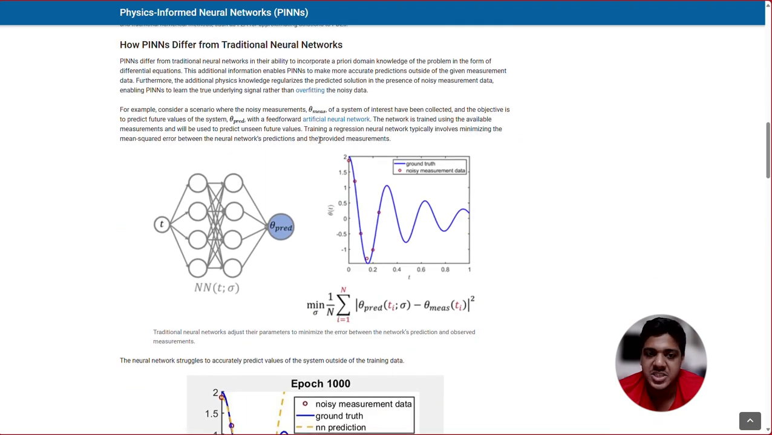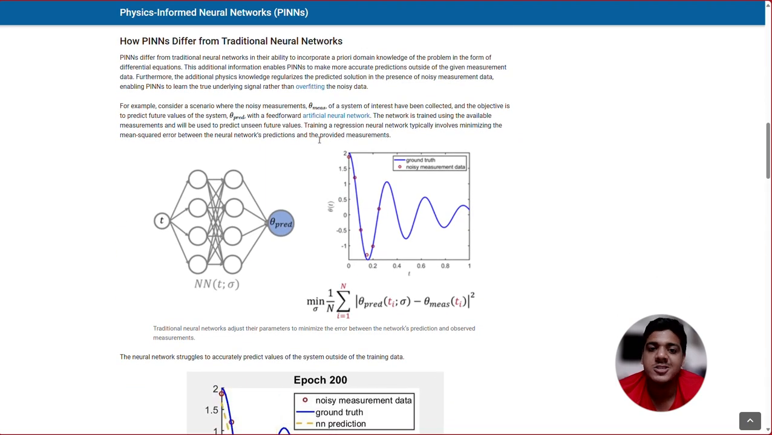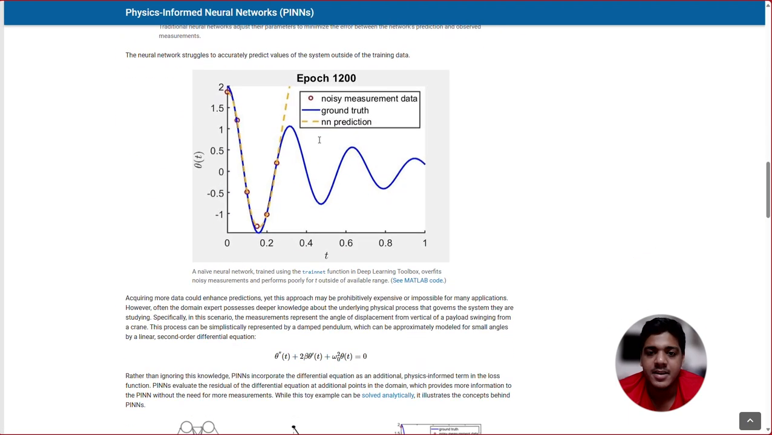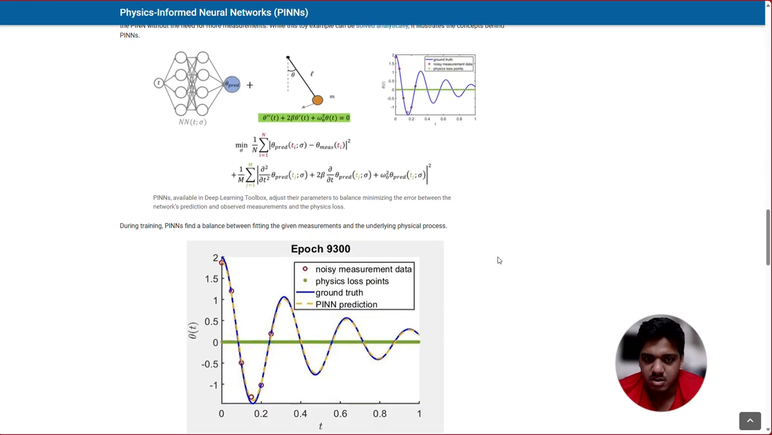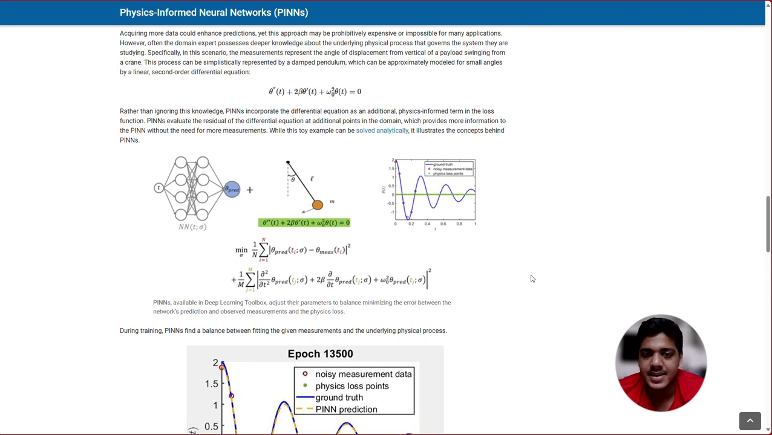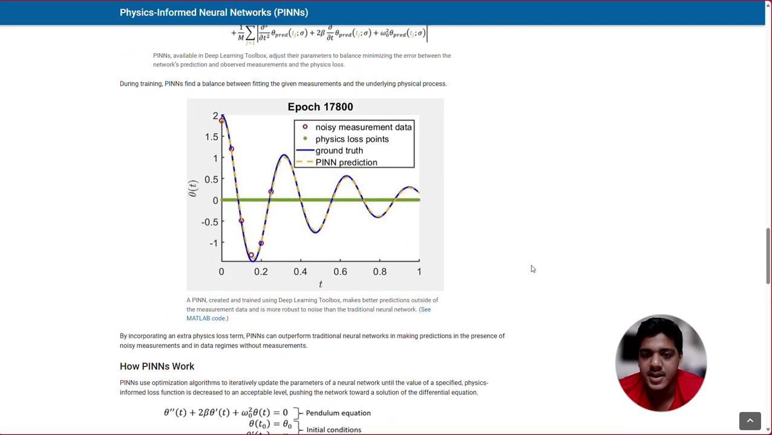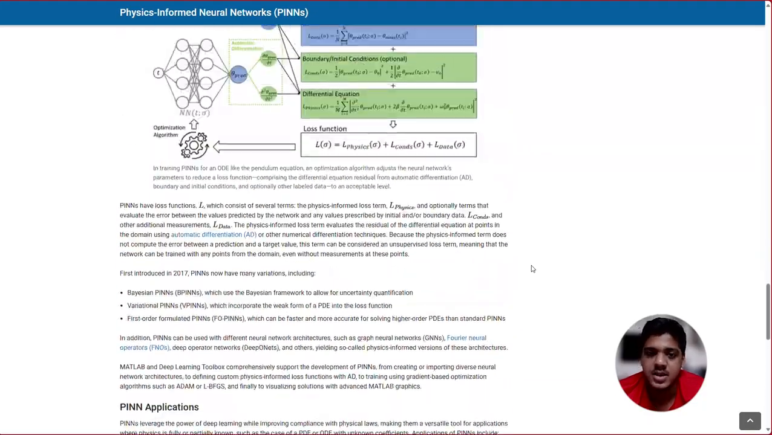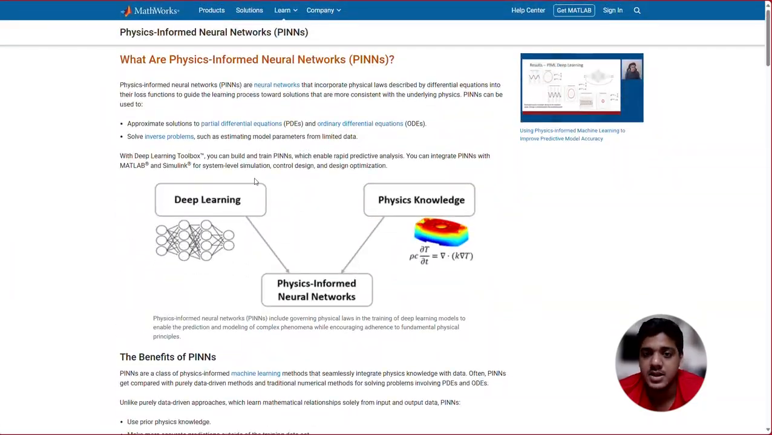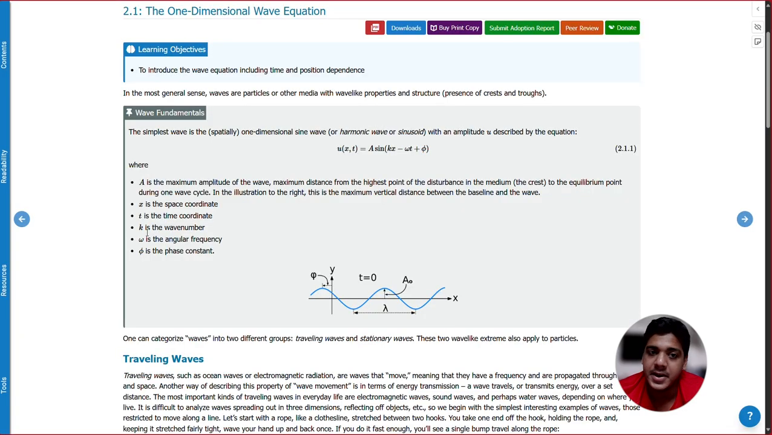PINNs are a special kind of neural network, which is like a computer brain, but they are different from the others. How? They use physics laws, like equations that describe how waves or heat or gravity and other extraordinary things in physics work, to guide their learning instead of just guessing based on the data, which traditional machine learning does. They make sure that the answer matches science. Pretty neat, right?